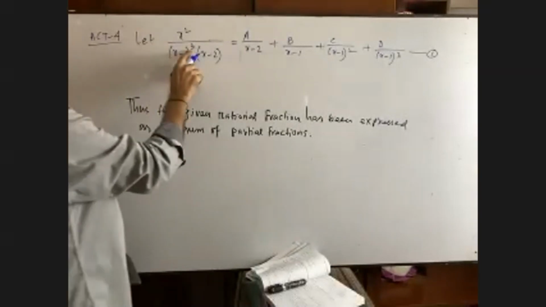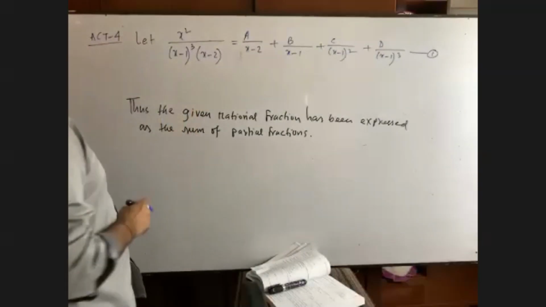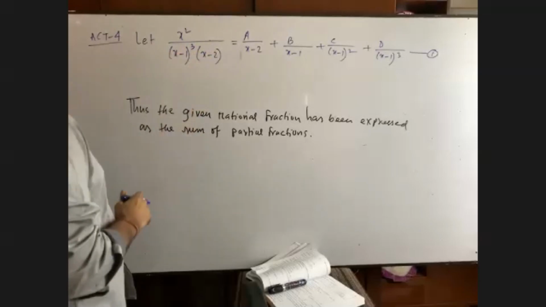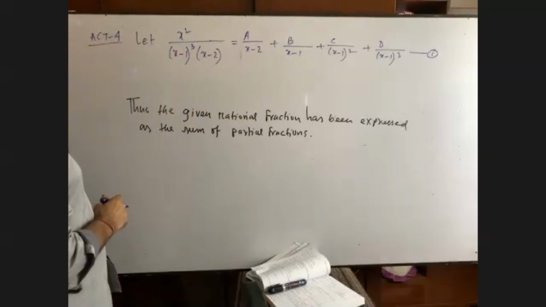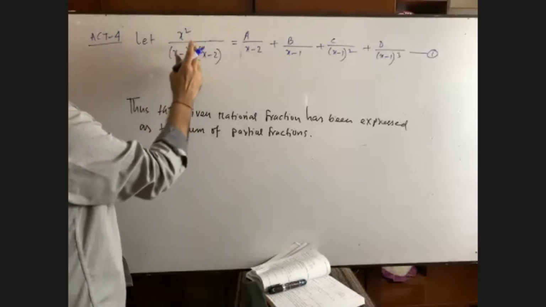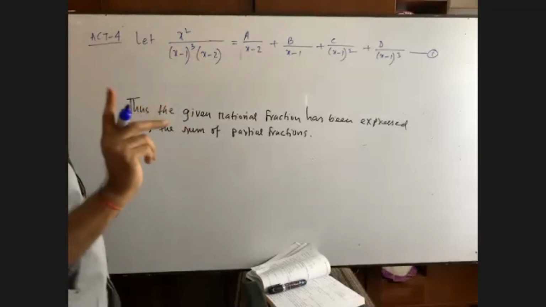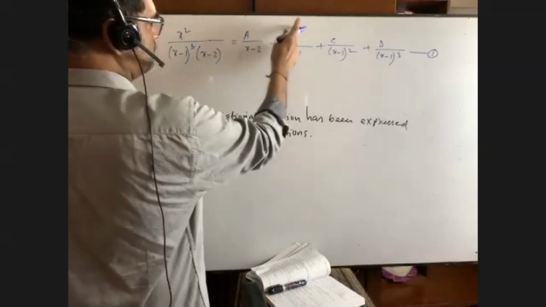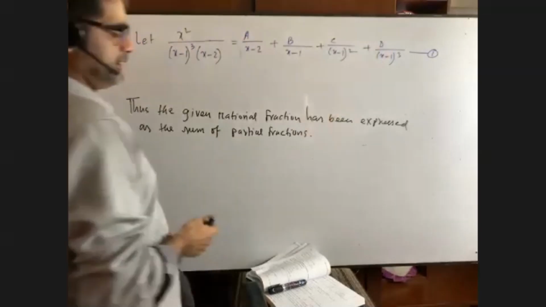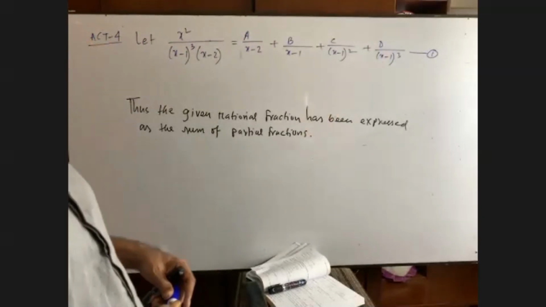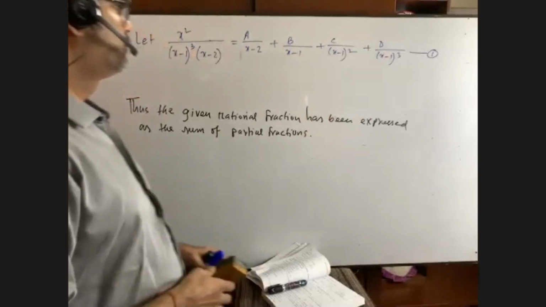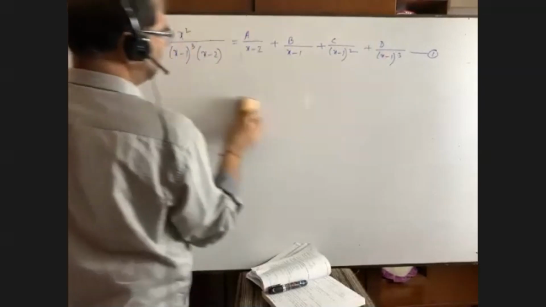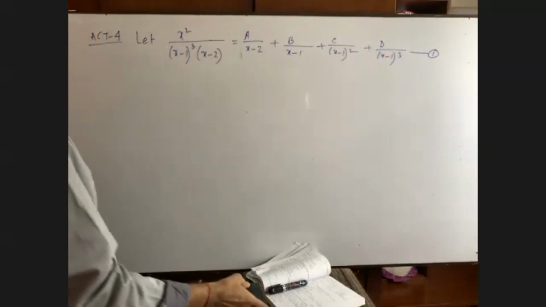Here degree 3, here degree 1. Total 4 powers. So degree is 4, right? Have you got it? So our degree is 4 in the denominator. So I have to let 4 unknowns: 1, 2, 3, 4, as A, B, C, and D. Please try to understand, this math is the most important math. So what will you do then?